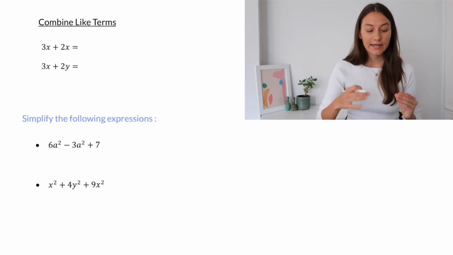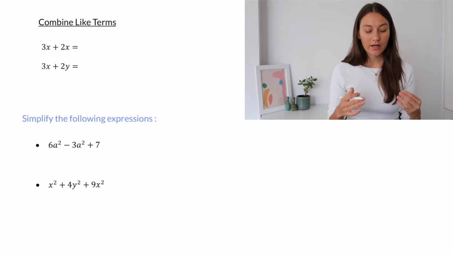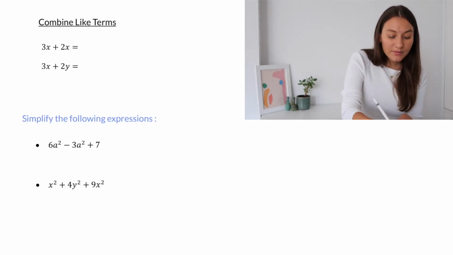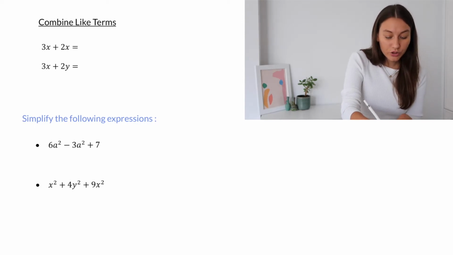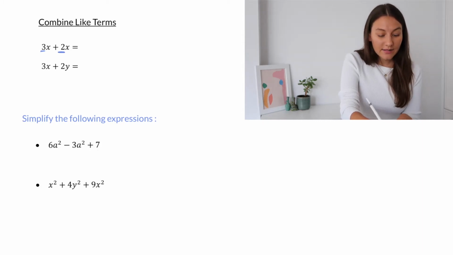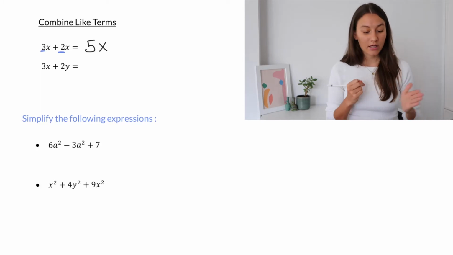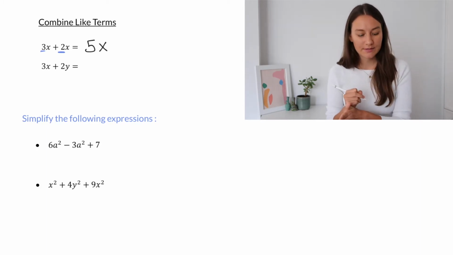Okay, combining like terms. So how do we combine 3x plus 2x? Well, we know the variables are the same, right? Just x and x. And the way you combine them is by just adding the numbers on the outside. So 3 plus 2, you're gonna add the coefficients, gives me 5, and I'm just gonna keep that x. So 3x plus 2x is 5x. Just as if you were saying 3 PlayStation 1s plus 2 PlayStation 1s gives me 5 PlayStation 1s.